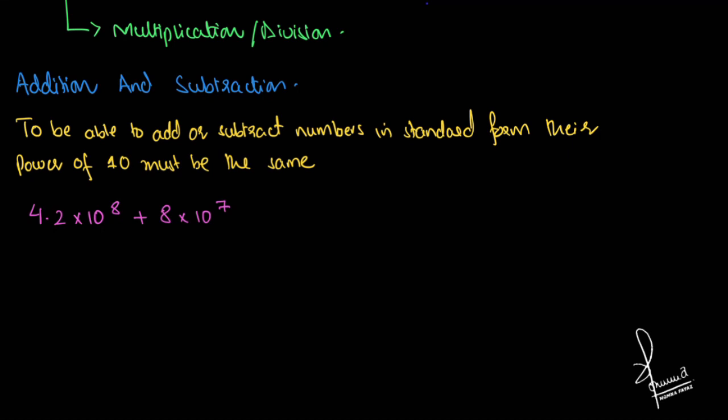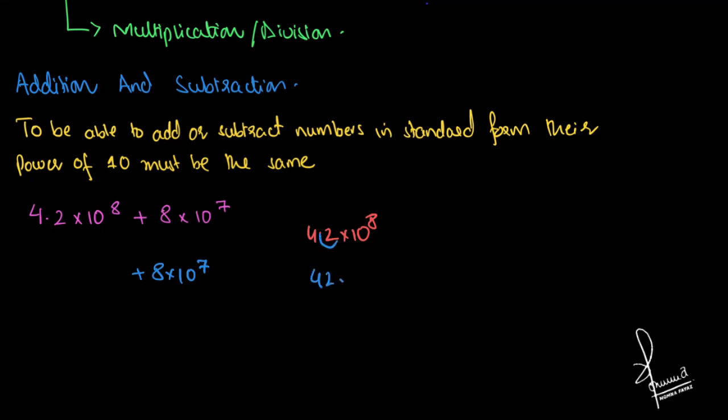We talked about how making the power of 10 to the smallest one will always be easier. The smallest क्या है? 8 into 10 raised to power 7. So I'm going to keep 8 into 10 raised to power 7 as it is. 4.2 into 10 raised to power 8 को मैं चेंज कर दूँगी इन सच अ वे कि मेरी जो पावर है वो 7 हो जाए. 8 को 7 पे लाने के लिए I need to reduce 1. And when I reduce 1, I will move the decimal one place to the right.